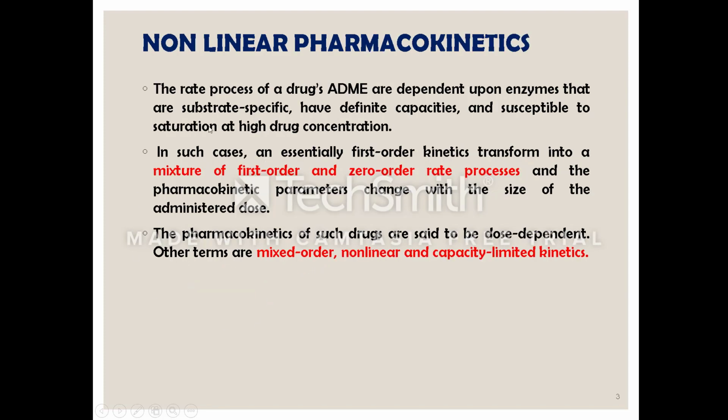In case of non-linear pharmacokinetics, what is happening? The rate processes, that is ADME, depend upon enzymes which have limited capacity and are substrate specific, and are susceptible to saturation at high drug concentration. So in this case, the first order kinetics will get transformed into a mixture of first order and zero order, and the parameters change with the size of the administered dose.